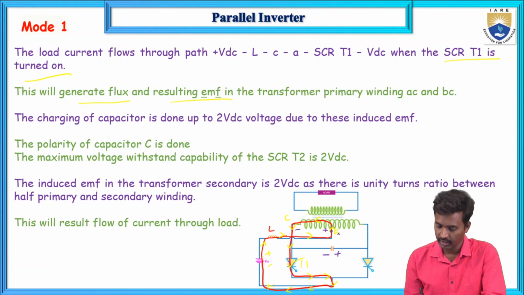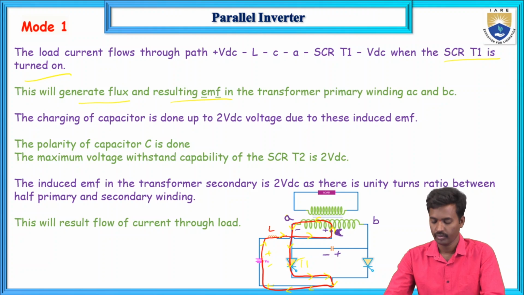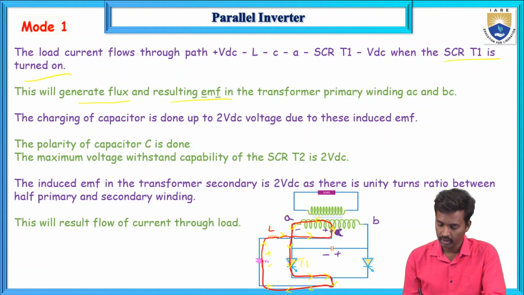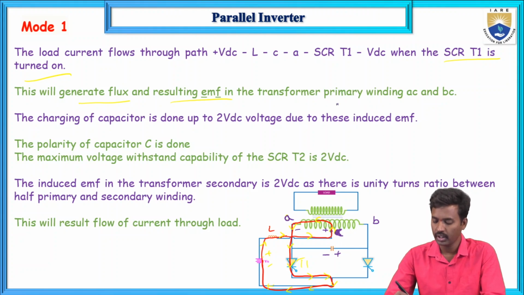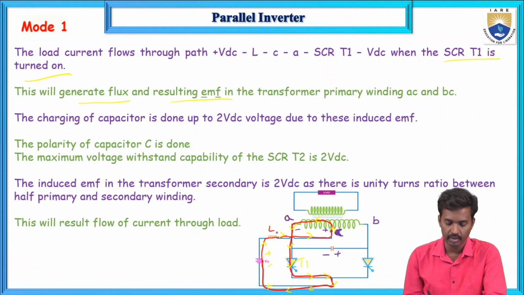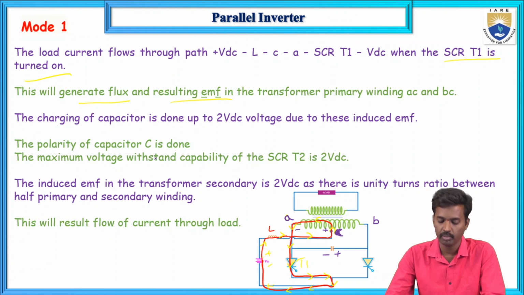So this is the A, and this one is the C, and next BC. So this is C, and this one is the A, and this is the B. So now this is the C. Here the charging of the capacitor is done up to 2 VDC due to this inductance. The polarity of the C is plus and minus. And now the maximum voltage withstand capability of the SCR T2 is VDC.